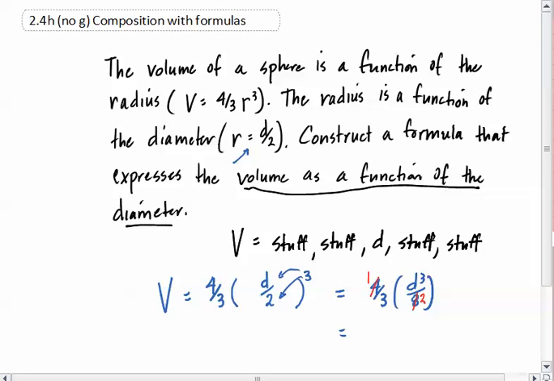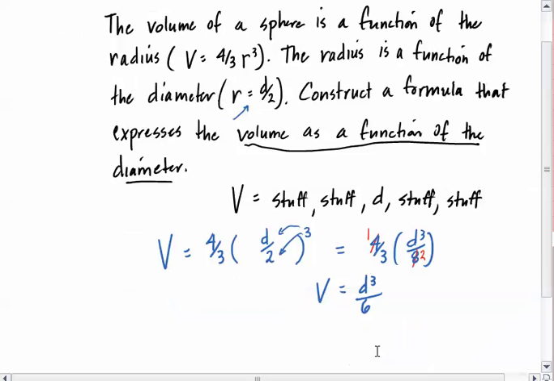And so now, let's see what we have. We have volume is equal to π d to the third over 6. And that is the volume of a sphere as a function of the diameter.